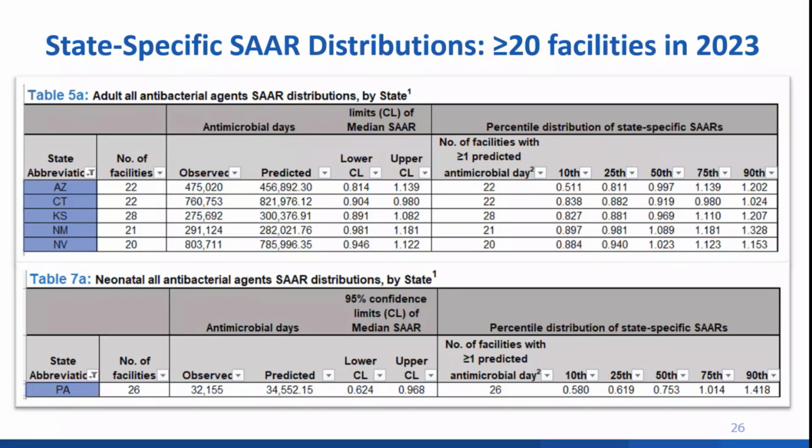We also saw some updates to the state-specific SAAR distributions for 2023. For states with less than 10 facilities reporting, percentile data is omitted due to insufficient data. For states with 10 to 19 facilities, only median values are shown, and for states with at least 20 facilities, full distributions are displayed. So in 2023, we had a few states cross that threshold of 20 facilities reporting, allowing us to calculate full percentiles when we previously could not in 2022. And among those were adults for Arizona, Connecticut, Kansas, New Mexico, and Nevada, and among neonates for Pennsylvania.